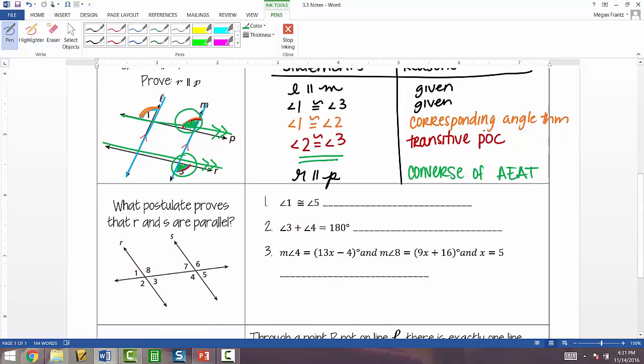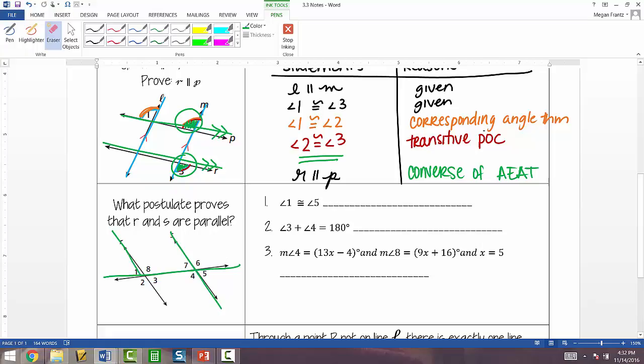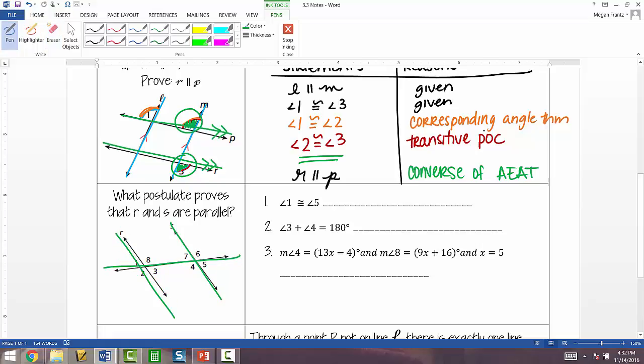But today you're going to do ones like this. What postulate proves that R and S are parallel? So these guys here, we're trying to prove are parallel. So that makes this line here our transversal.